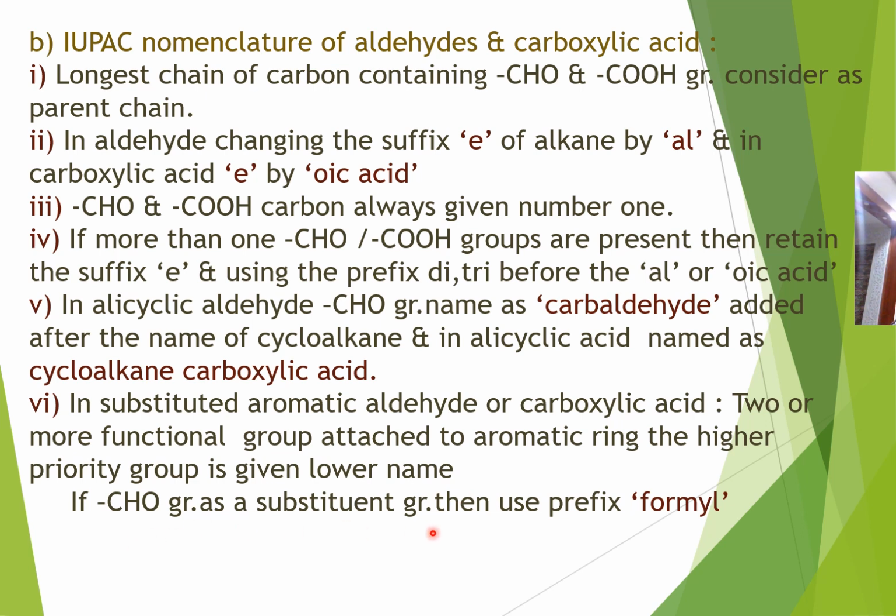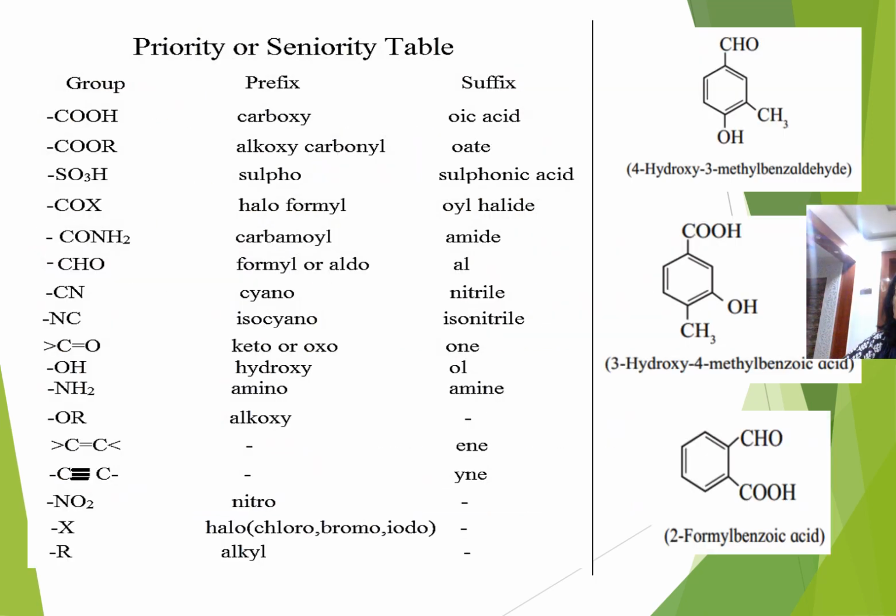If the CHO group is a substituent, then use the prefix formyl. Okay, so gradually you will understand when you do various examples. If the COOH group is a prefix, then it's carboxy, and if it is a suffix, it is oic acid. If the COOR group is a prefix, it is alkoxycarbonyl. If it is a suffix, it is oate.